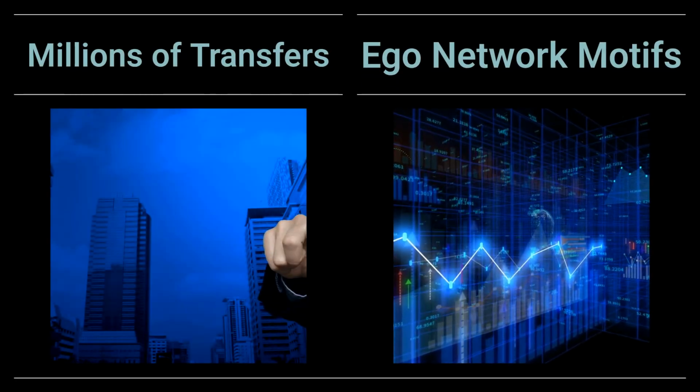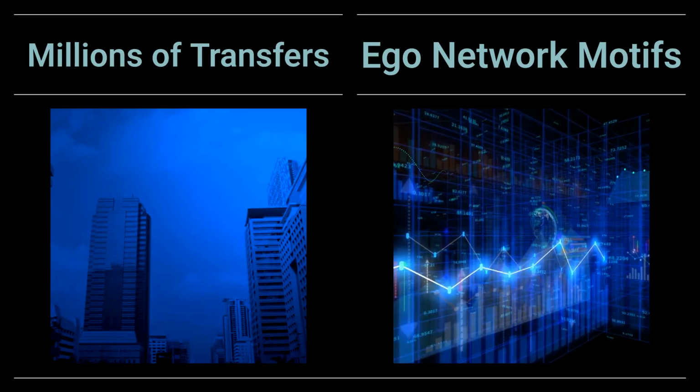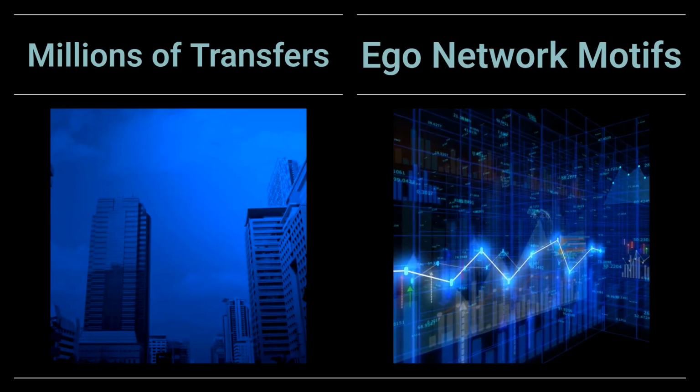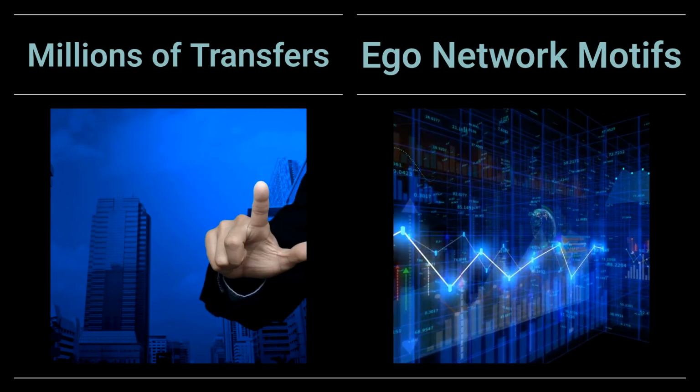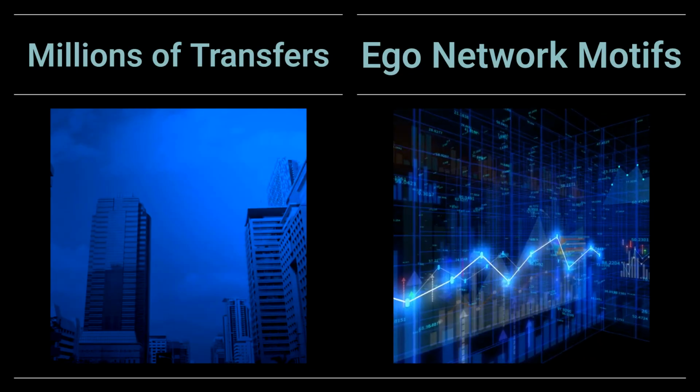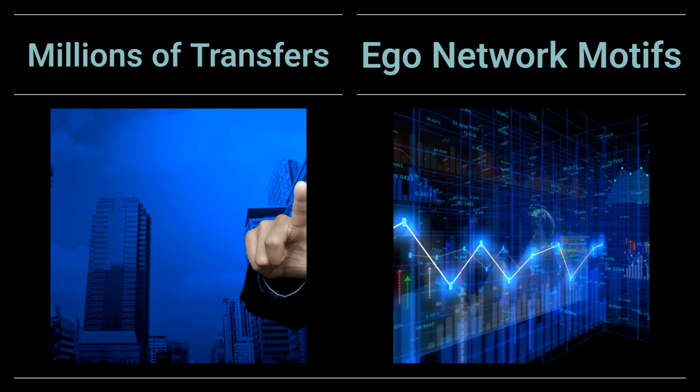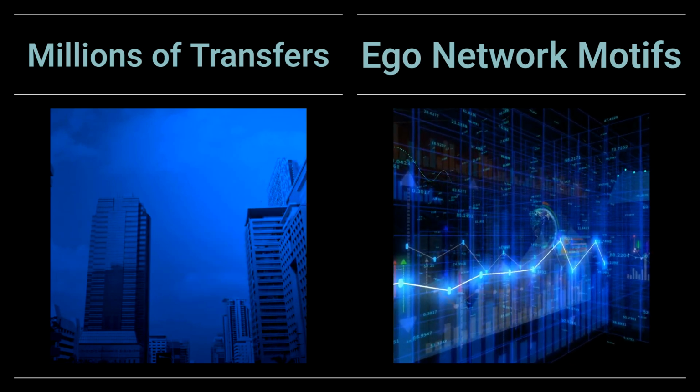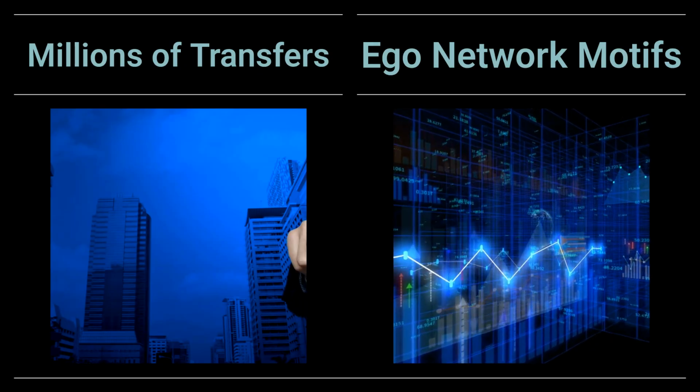Token transfers are the basic units of activity in DeFi. The problem isn't just the sheer number, but how to interpret them in a meaningful way. How do we distinguish between a simple transfer and a complex lending operation? Our solution focuses on recurring patterns, or motifs, within these networks.